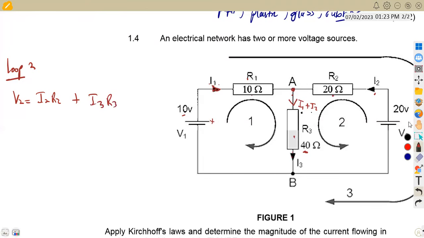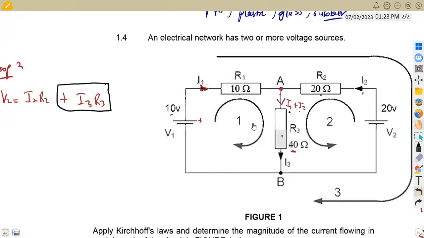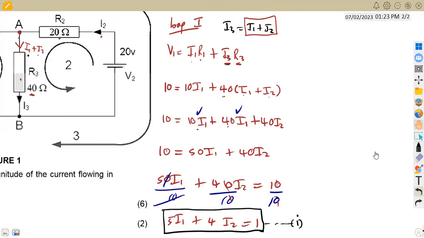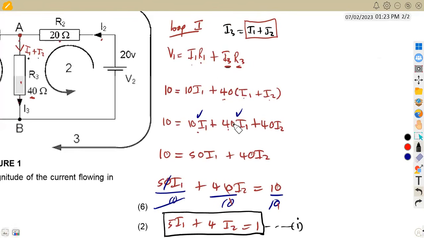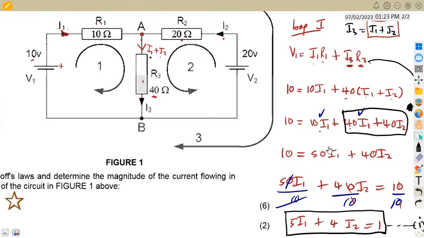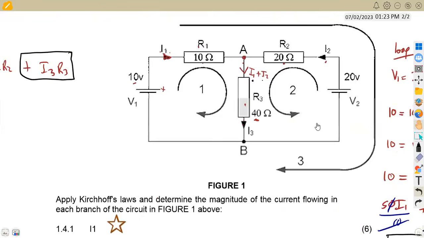As you can see, this one is a repetition. We had this calculated before, I3 R3. If you check here, this was our I3 R3, which ended up at 40I1 plus 40I2. This is where we ended up with our I3 R3, so you can just take it directly. This one, we are going to substitute. Let us see what we have.